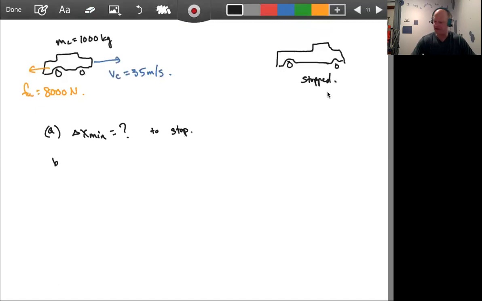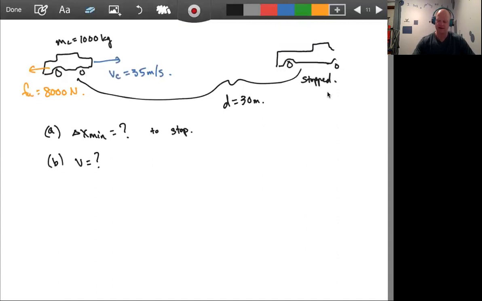Now part B. If the initial distance between the truck and the car is only 30 meters, what is going to be the final speed at which the car hits the truck? Of course, I'm already alluding to you that it does hit the truck. My truck is awful. There we go, a slightly better truck.